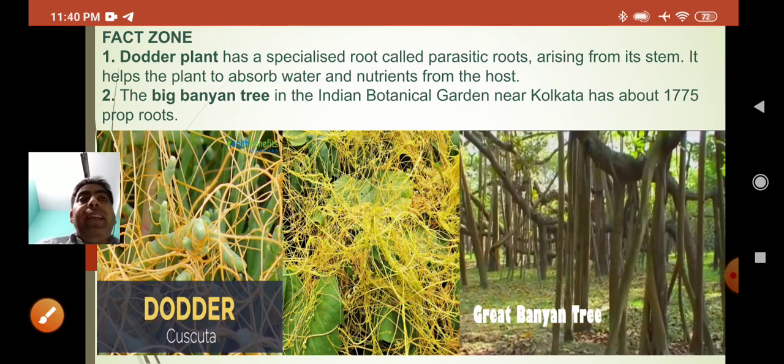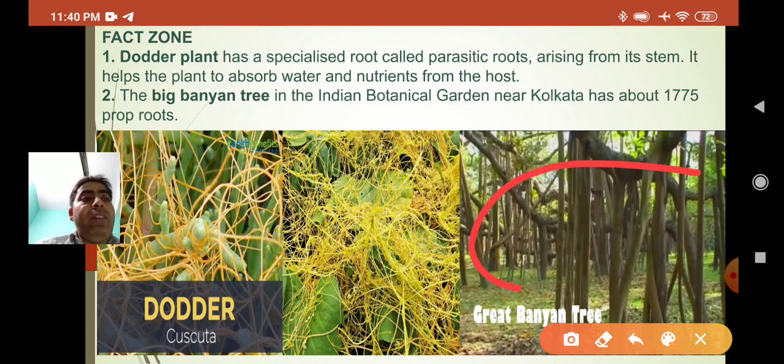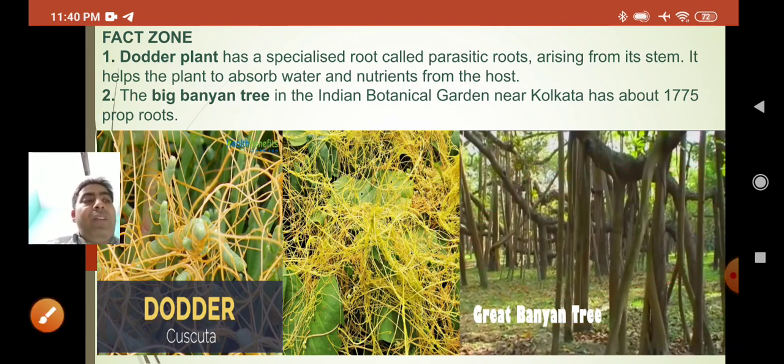Now the next is the big banyan tree in the Indian Botanical Garden near Kolkata, which has about 1775 prop roots. Here you can see it is very big, and it is found in the Botanical Garden in Kolkata. That is the big banyan tree.